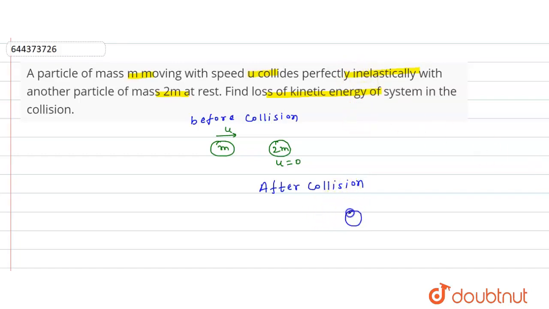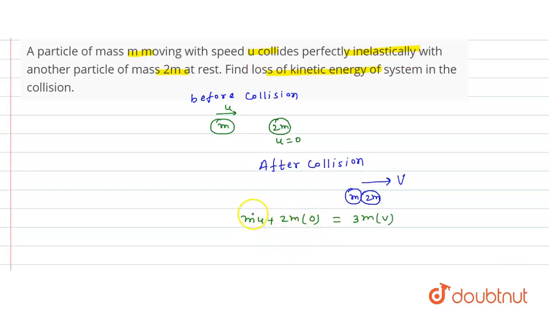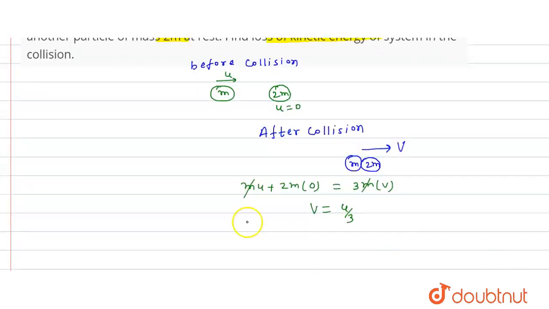So after collision, this particle m will collide with this 2m, and the velocity of this m and 2m, that is the 3m particle, will be v. Okay, so now apply conservation of momentum. So initial is how much? mu plus 2m into 0 is equal to how much? Total mass here is 3m into velocity v. Okay, so from here m and m cancel, so v is equal to u upon 3.